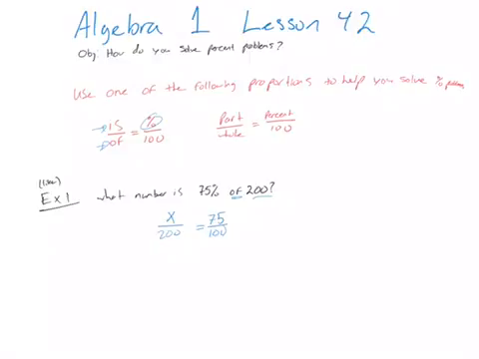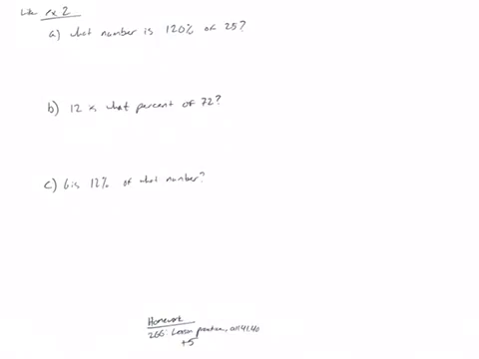Okay. Then all I have to do is cross multiply, and 100x is equal to 15,000. Divide by 100 to get that x by itself. End up with x is equal to 150. So 150 is 75% of 200. So really, I don't need this part. My answer would just be 150. Okay, let's do three more that are similar to this.